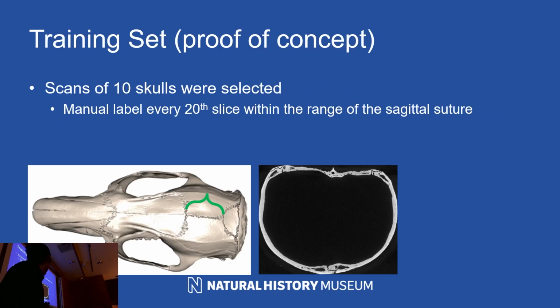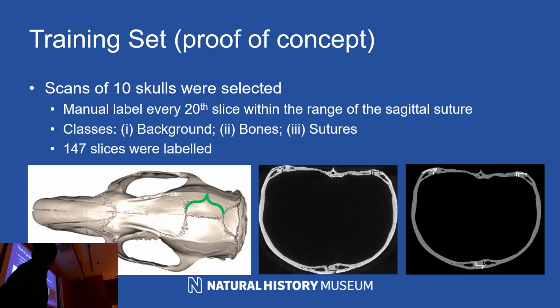So to make a training set, it's more like a proof of concept. I only selected 10 skulls, and we asked a domain expert to label every 20 slices within the range of the sagittal sutures. The manual labeling process is slightly painstaking. First, you need to draw this tiny bit of the suture. The difficult thing is you need to refer to the 3D reconstruction model to understand, oh, is it actually a suture or is it not? So it can take a lot of time.